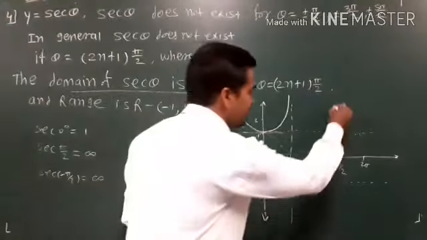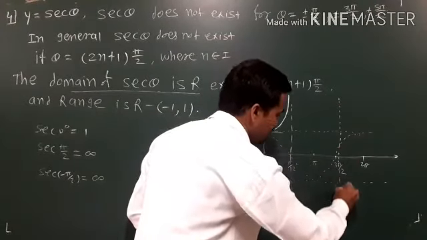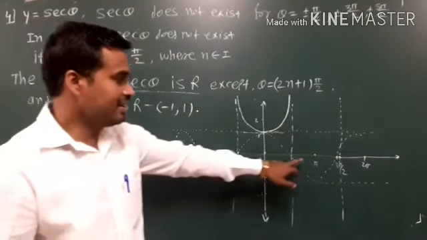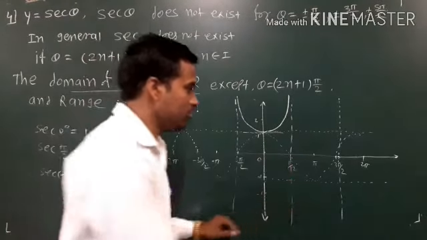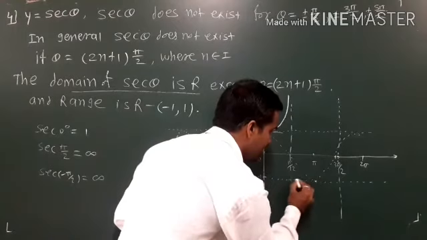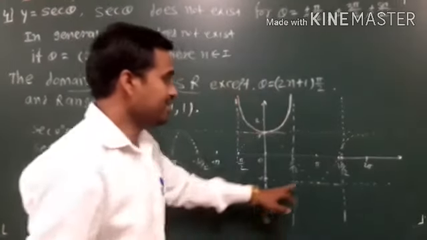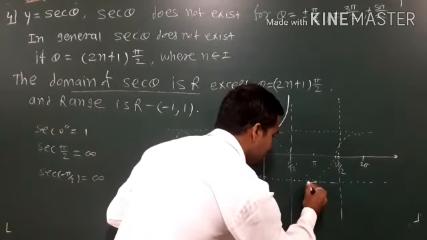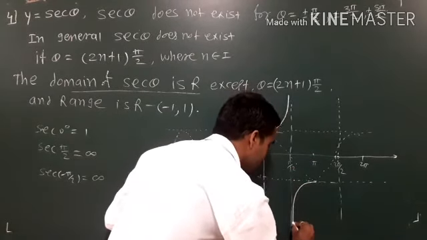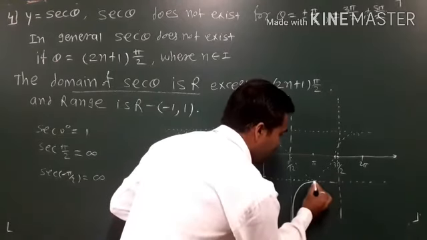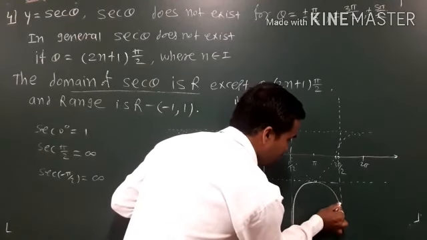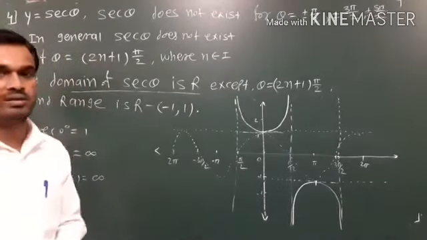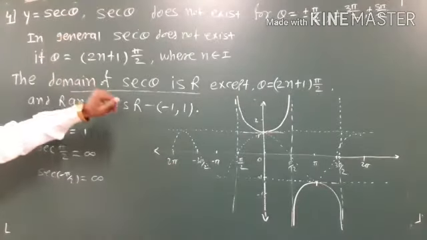Similarly, the next region is here. Okay, the next region is here. Sec pi equals -1. Okay, the point is here. Sec pi by 2, so the curve goes this side, okay, and 3 pi by 2 plus infinity this side. These are the points, these are the curves of y equal to sec theta.